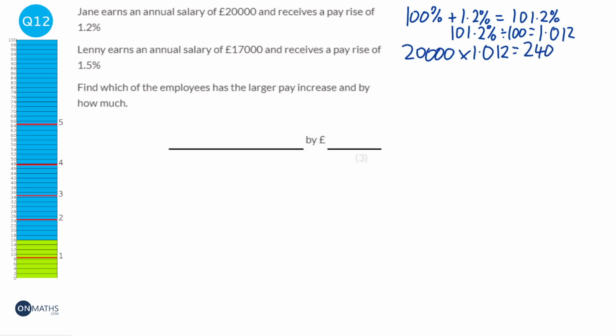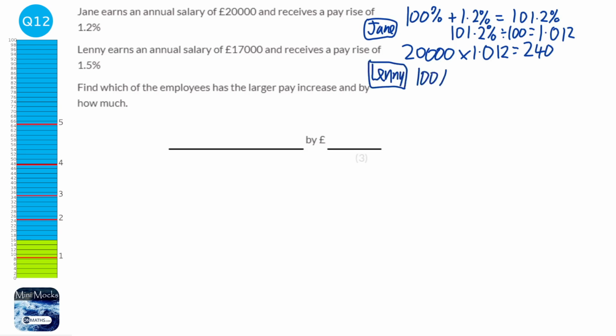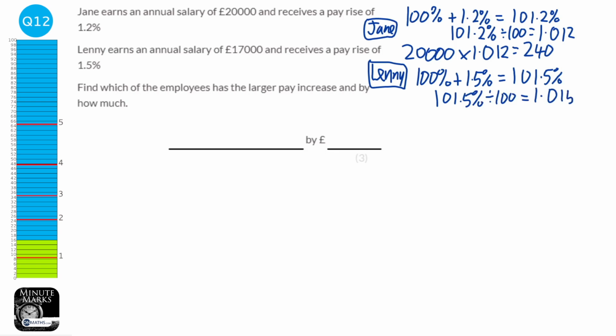Next we do the same for Lenny, so that is Jane. And so let's do Lenny. And so that's 100% plus the 1.5% will be 101.5%. Make that a multiplier, 101.5%. We divide that by 100. Which gives us 1.015, and then finally what we do is we get the 17,000 times it by the multiplier, and when we do that we get 255.